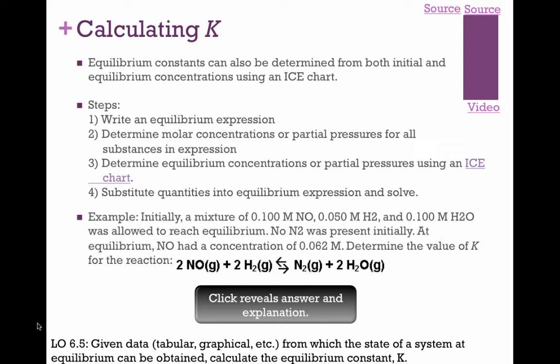Products. So concentration of N2 times concentration of H2O squared, don't forget, over NO squared, H2 squared. Don't forget your squares. Alright, then you just plug your numbers in.